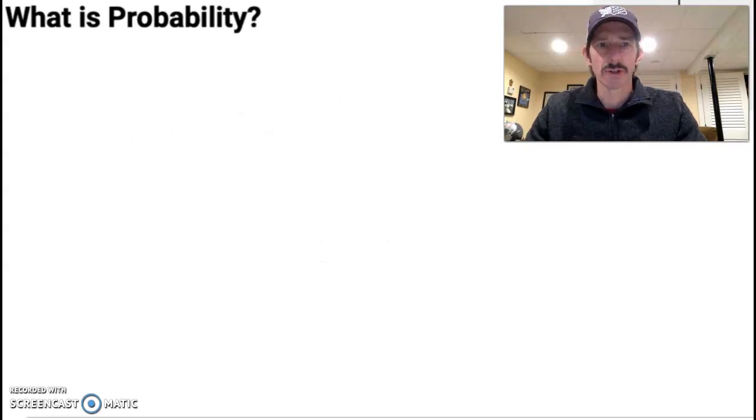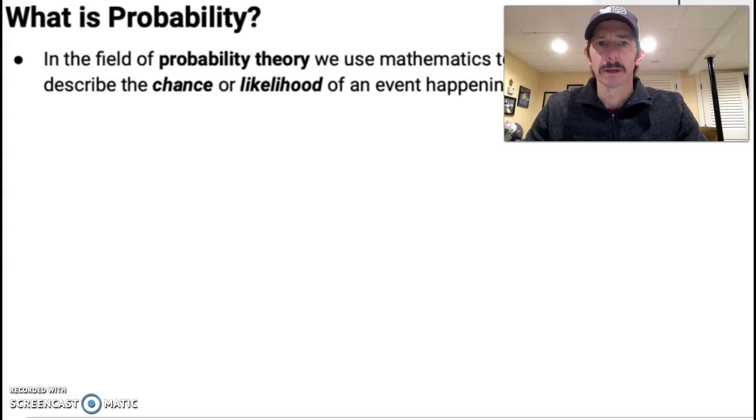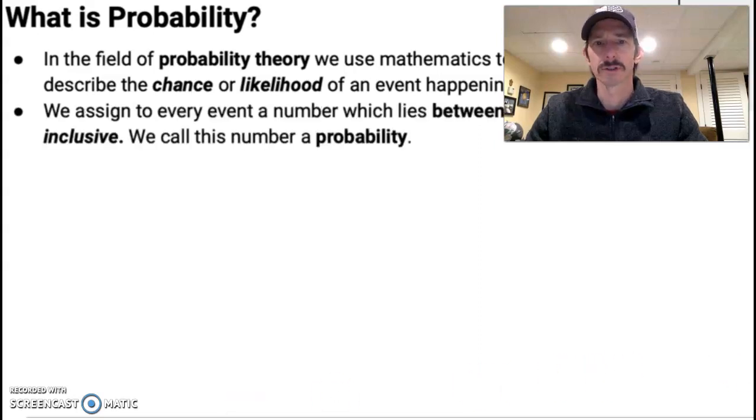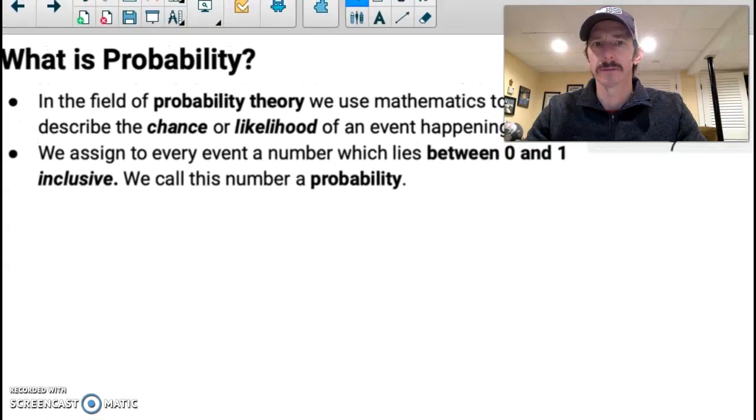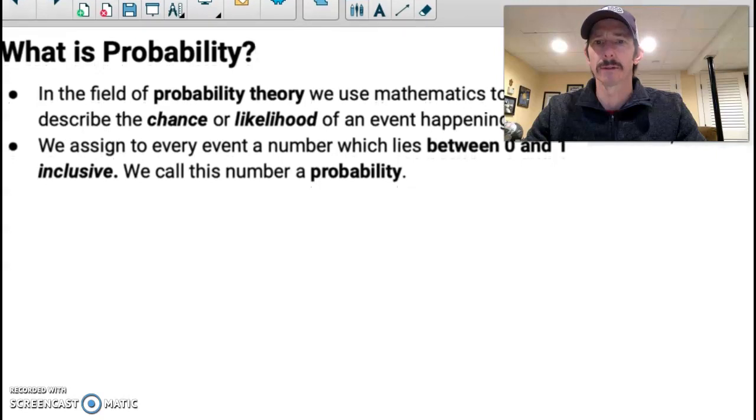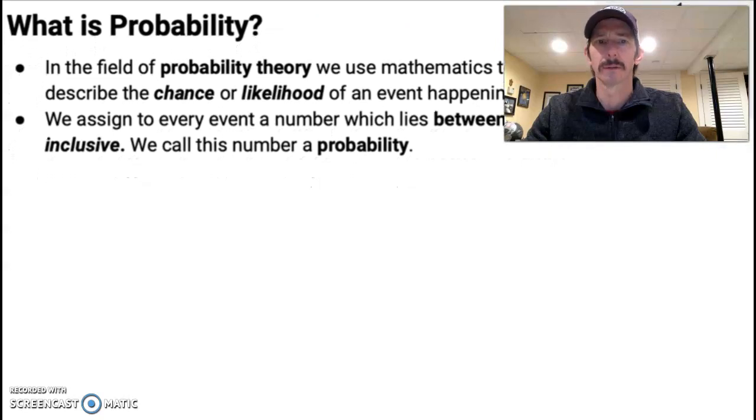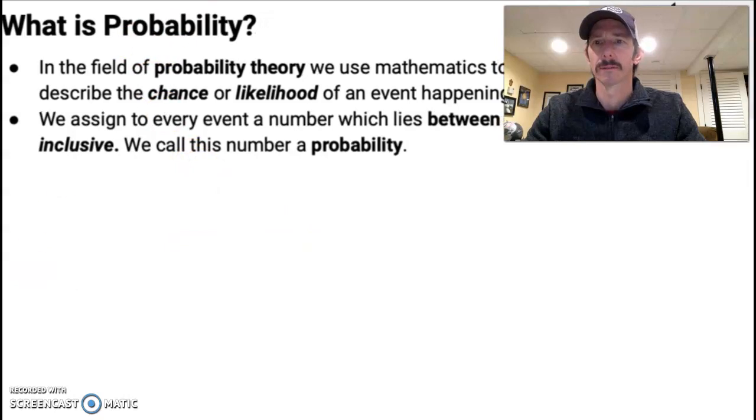All right, so we're going to start by just generally defining what probability is. It is the field, its theory is used to describe anything that happens by chance or any kind of likelihood of something occurring. So that's the initial definition. And in probability we assign every possible event a number between 0 and 1, inclusive, meaning it can be 0 or it can be 1. It cannot go outside of those bounds, and that number is the probability. And we'll look at that a little bit more later as we go as well.